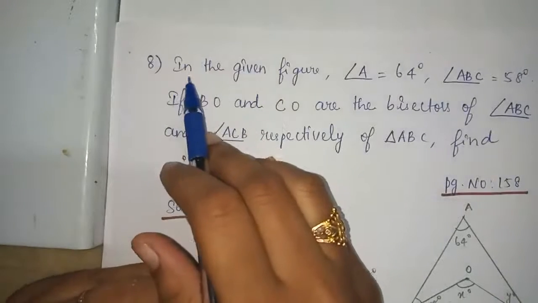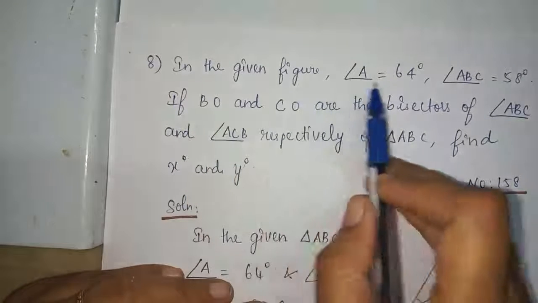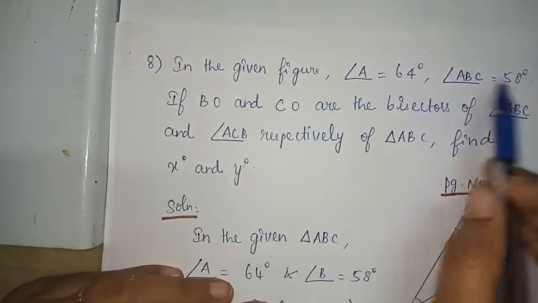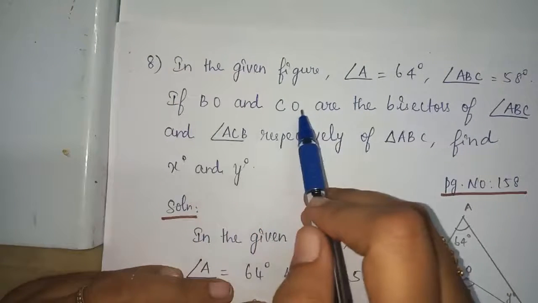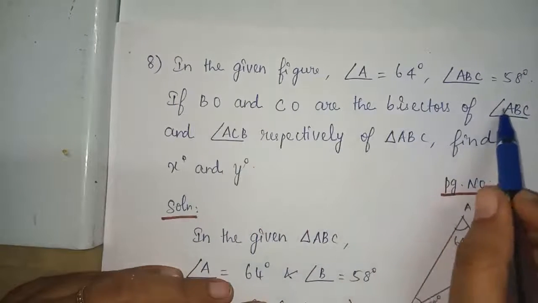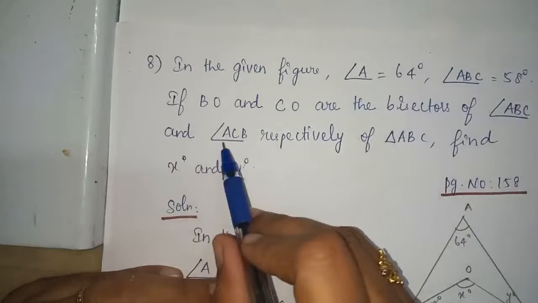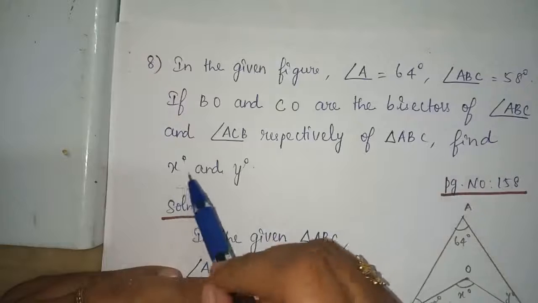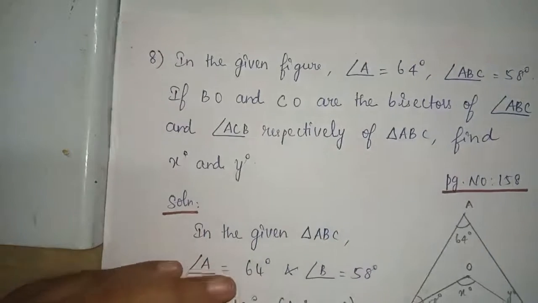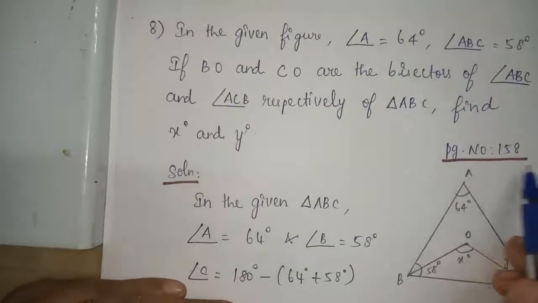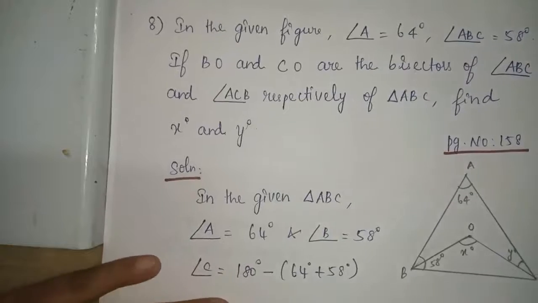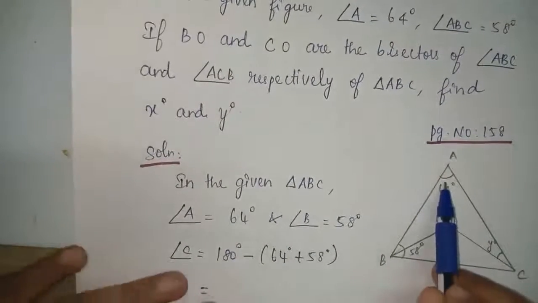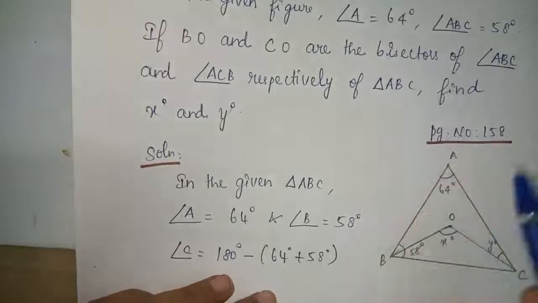Problem number 8. In the given figure, angle A is equal to 64 degree, angle ABC is equal to 58 degree. If BO and CO are the bisectors of angle ABC and angle ACB respectively of a triangle ABC, find x degree and y degree. So the problem belongs to page number 158. So this is the respective figure of a triangle ABC with angle A is 64 degree and angle ABC.